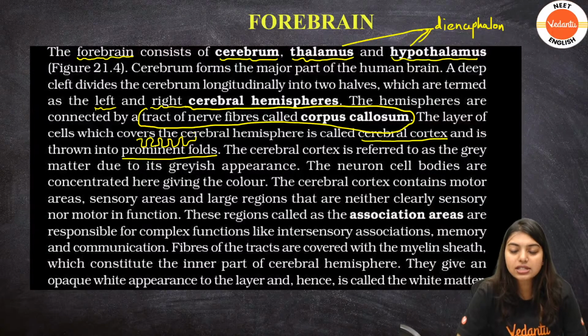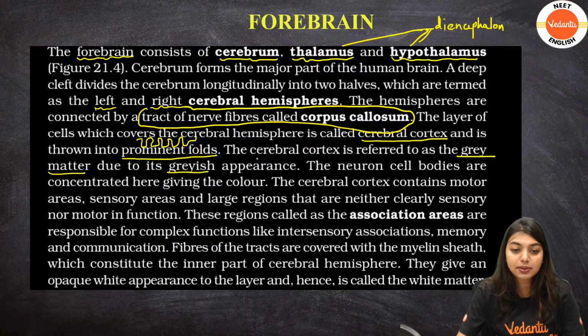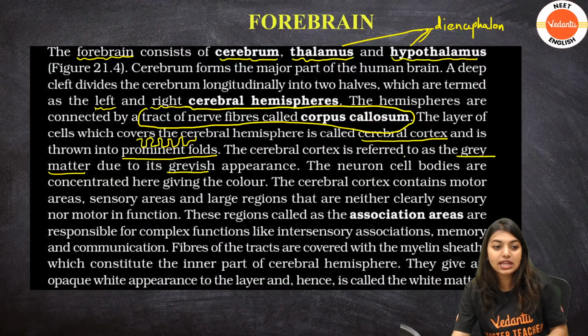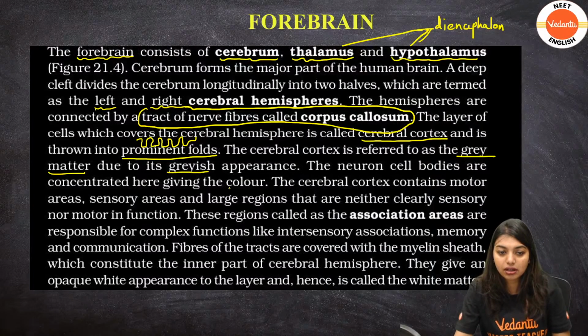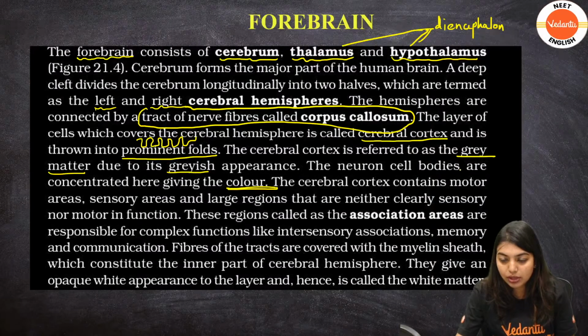The cerebral cortex is referred to as gray matter, due to the grayish appearance. Why is the grayish appearance present? Now look here. The neuron cell bodies are concentrated here, giving the color. Okay, so not only the neuron cell bodies, including the neuron cell bodies and the axon terminals. Okay, plus the axon terminals.